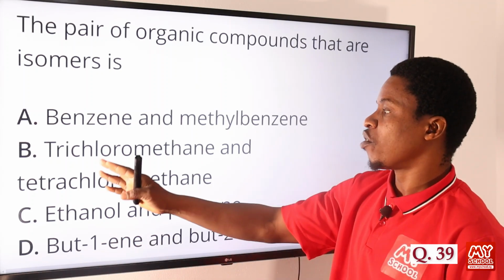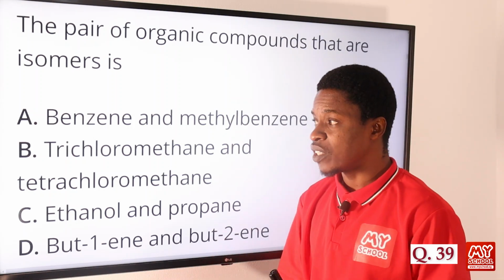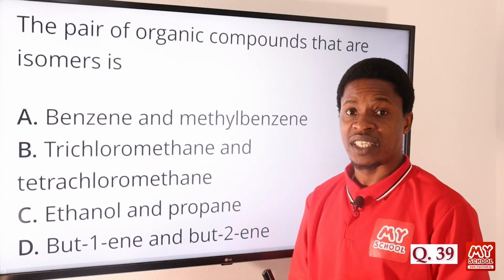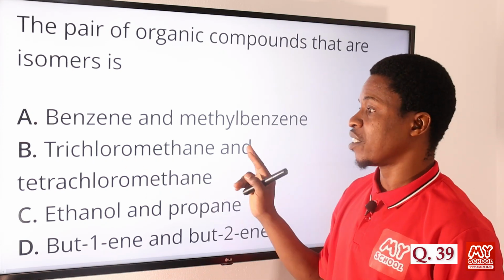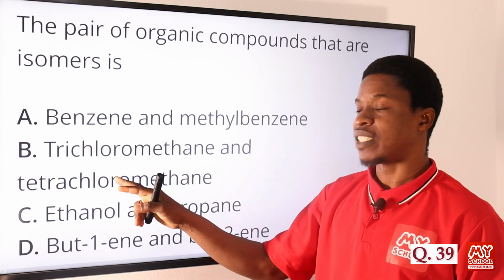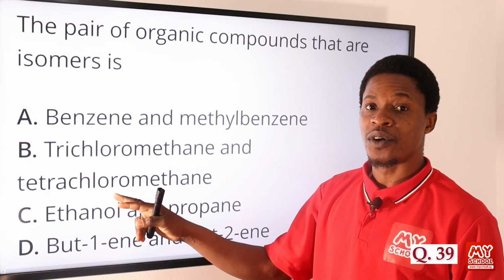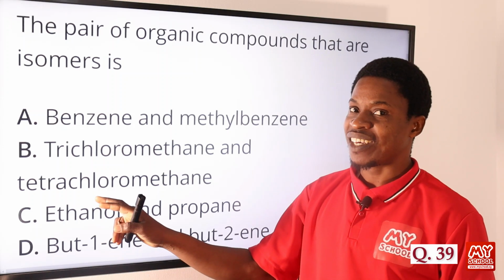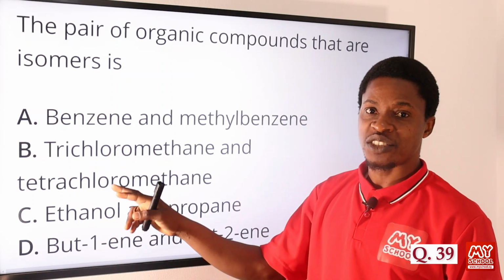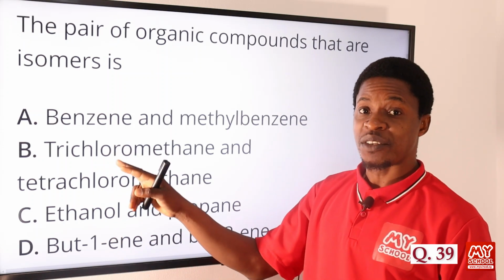In the case of trichloromethane, we are talking about chlorine, that's Cl3, and then CH. So we have CHCl3, and this one is tetrachloromethane. This one is CCl4, that one is CHCl3. This one we have one H here. We have no hydrogen here. So you see that they are not isomers because the molecular formulas are not the same.